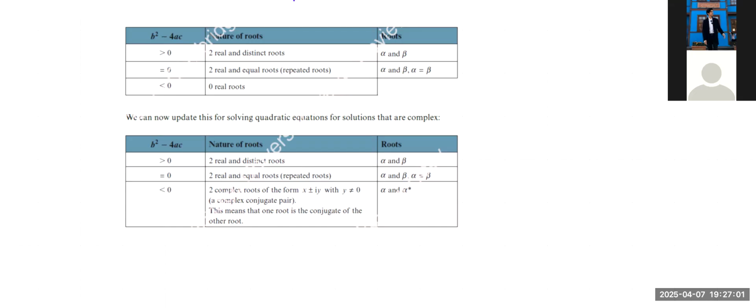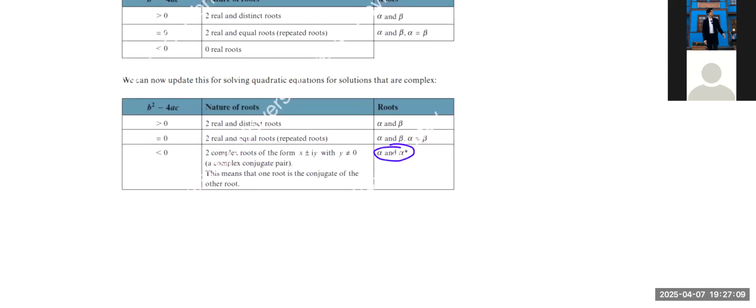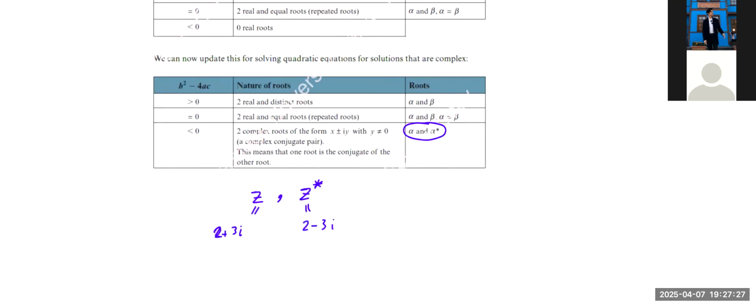So if you have 2 plus i, you'll also have 2 minus i. That means that one root is the conjugate of the other root. For notation, by the way, this is kind of important. If, for example, a complex number is z, its conjugate is noted by z with a little star on top of it. Star means conjugate. For example, if z is 2 plus 3i, z star is automatically understood to be 2 minus 3i. Right. So this is about quadratic equations only, though.